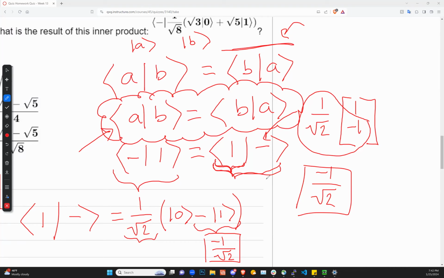Yeah, amplitude is the exact same thing as the coefficient of a ket. Those two things are the exact same. We call it amplitude because it's called a wave function, right?